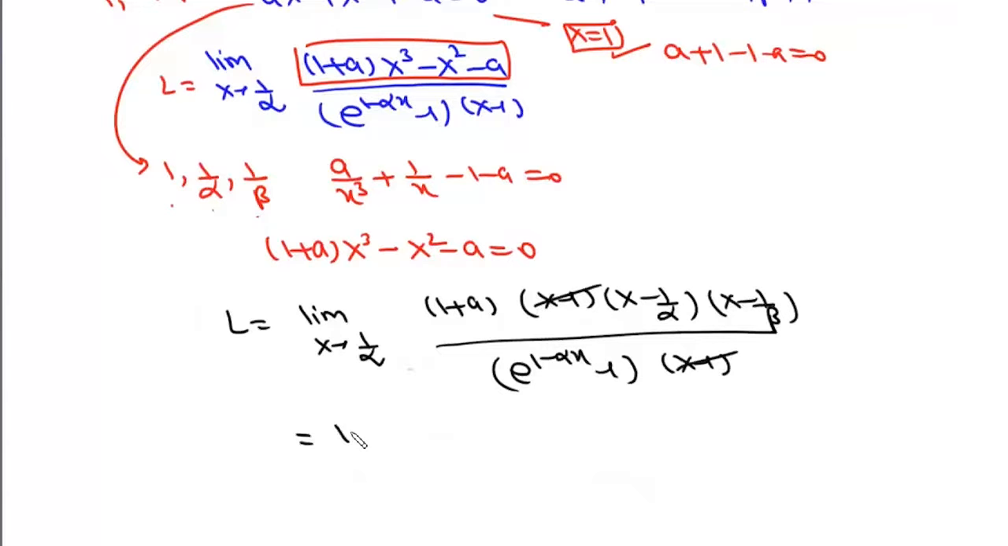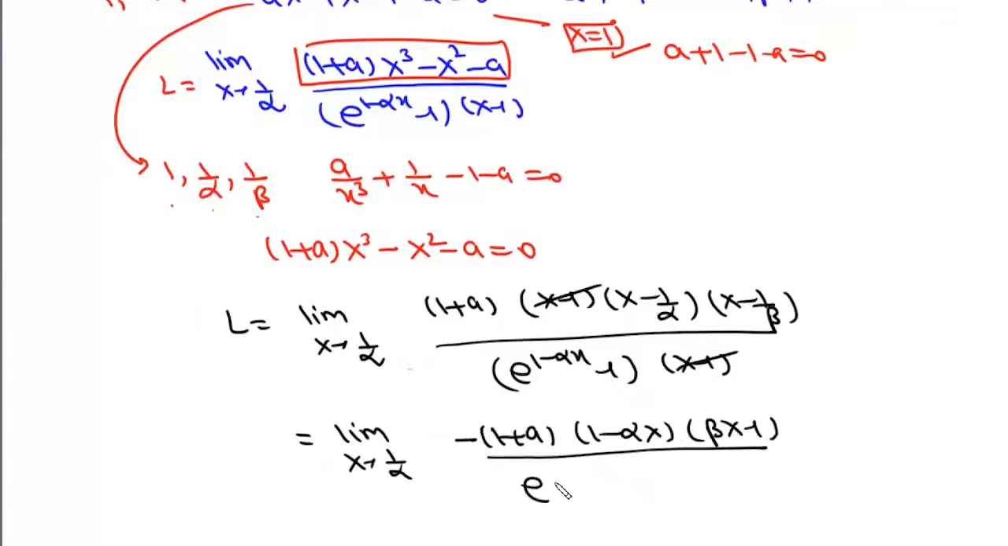We can write this as limit x tends to 1 by alpha. Now it will be this 1 plus a. Here we'll take minus common. So it will be this minus, and then (1 minus alpha x), and here will be this (beta x minus 1) upon (e to the power 1 minus alpha x minus 1) into alpha beta.